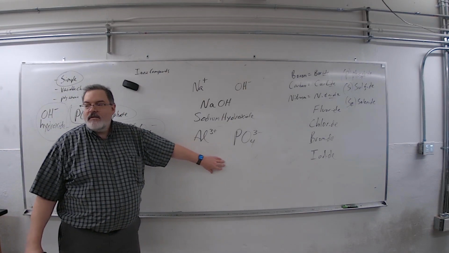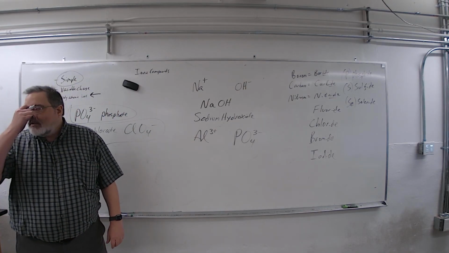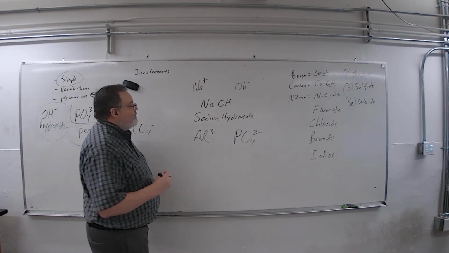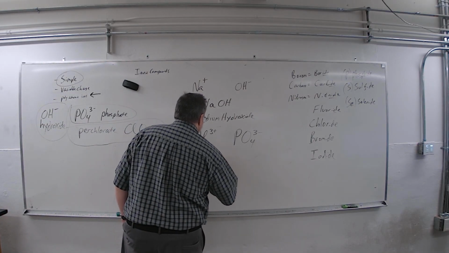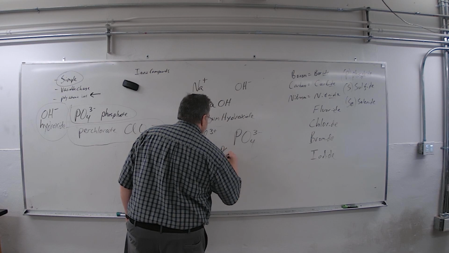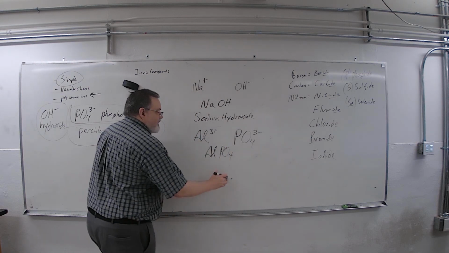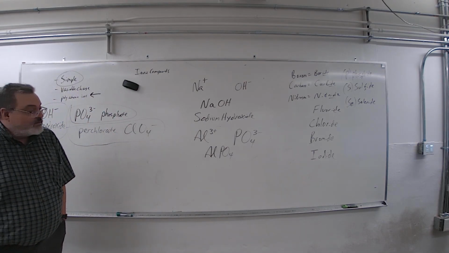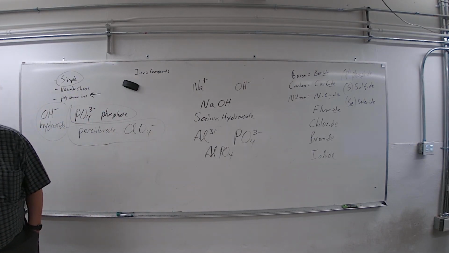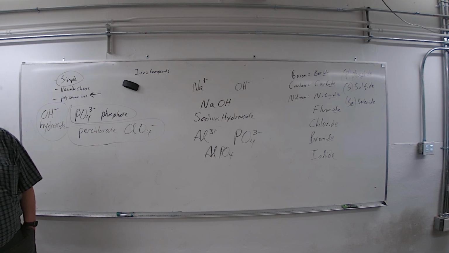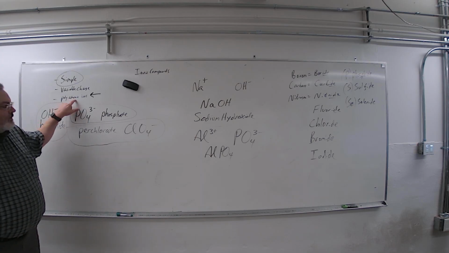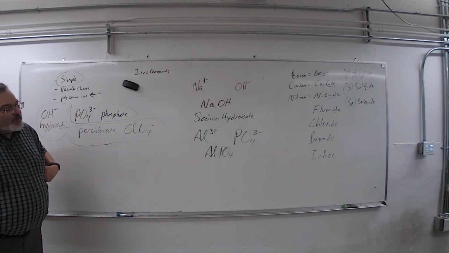What's the formula for this? How many of each one do I need? Just one of each. AlPO4. Like I said, you just kind of have to recognize these in the formulas. But like I said, I'll give you the list. So if you're looking at an ionic compound and it just looks weird, it's very likely going to be one of the polyatomics.